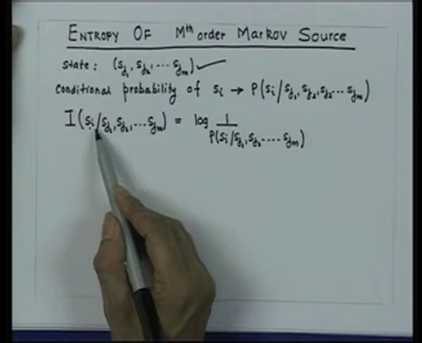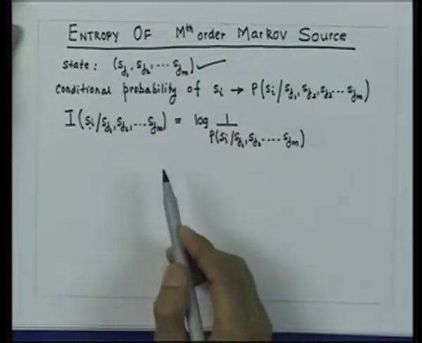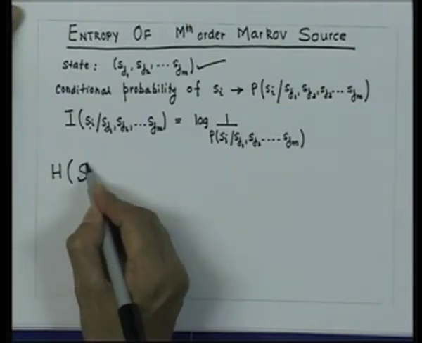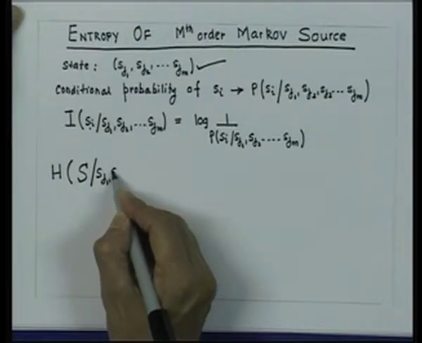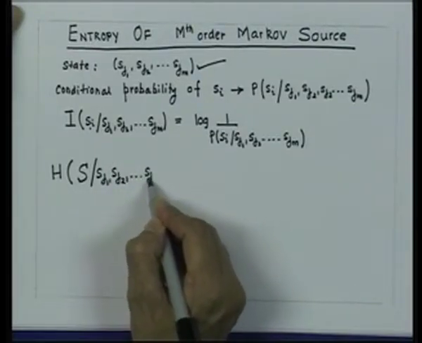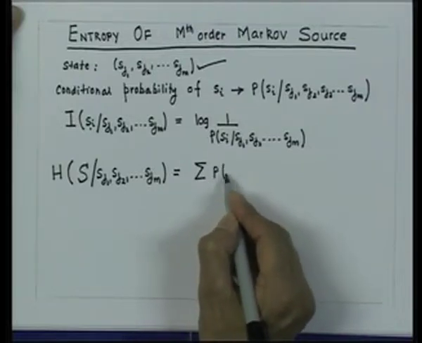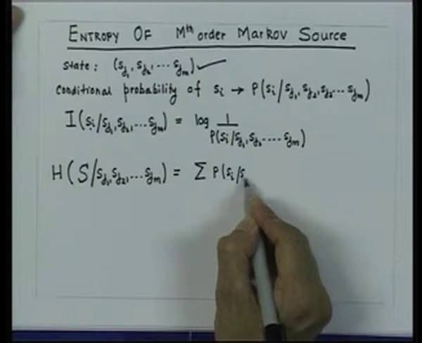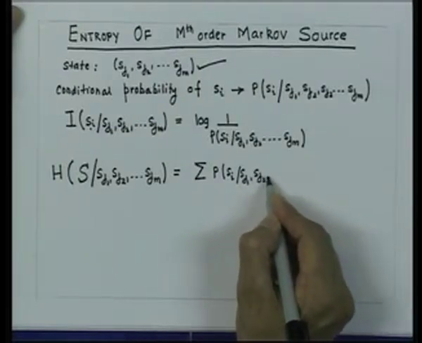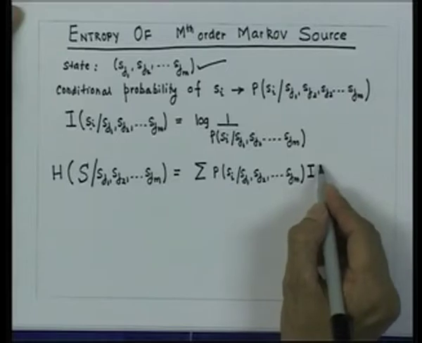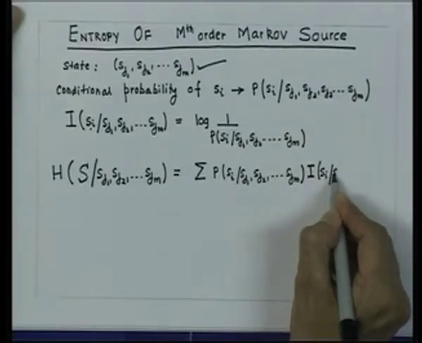Now, if I average the information which I get when the source is in the state given by this, then that would be H of S given Sj1, Sj2 up to Sjm, which is equal to the sum of the probability of Si given Sj1, Sj2, up to Sjm times the information which I get is this.